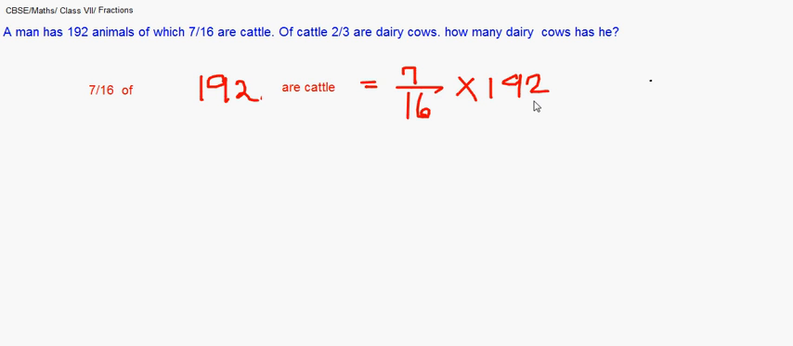192 I think is divisible by 4, so we cancel 192 by 4. That would give us 48, and cancel 16 by 4. That would give me a 4. Then again 48 is divisible by 4. That's 12. So 12 into 7 will give us 84. So he had 84 cattle.